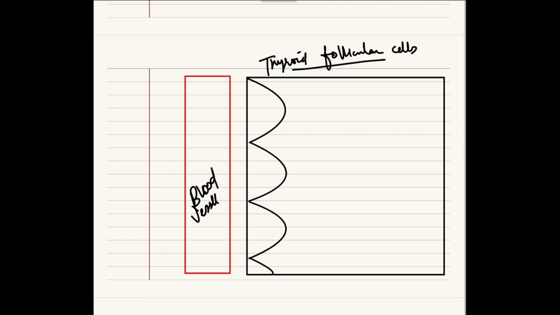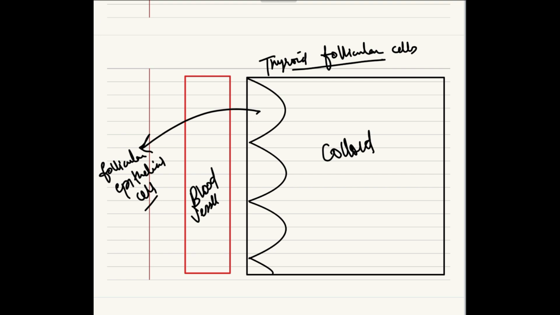The thyroid follicle contains an outer layer of follicular epithelial cells, which surround the colloid. The inner portion is the colloid. These follicular epithelial cells have an outer layer, which we call the basolateral membrane, and an inner layer, which we call the apical membrane.